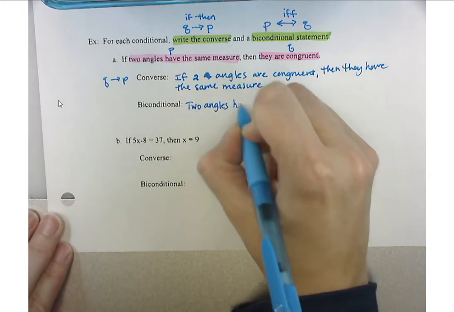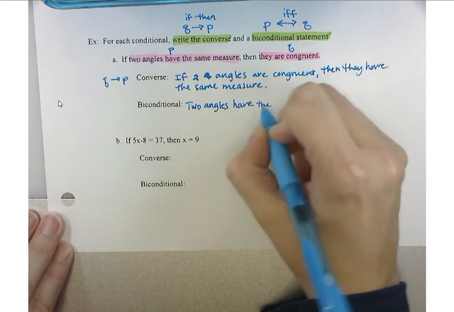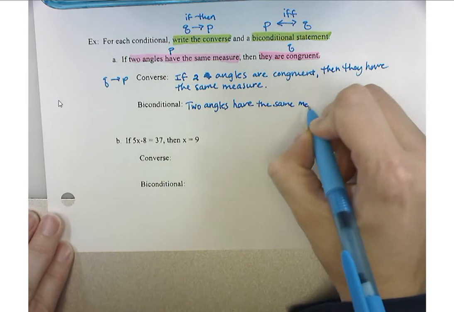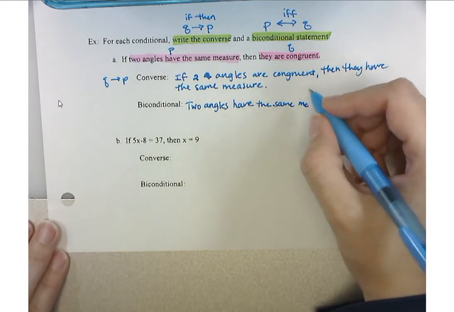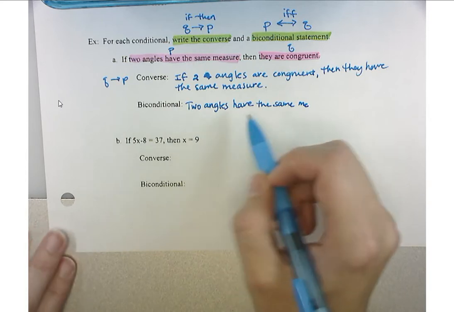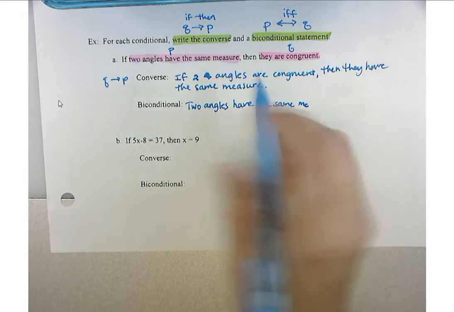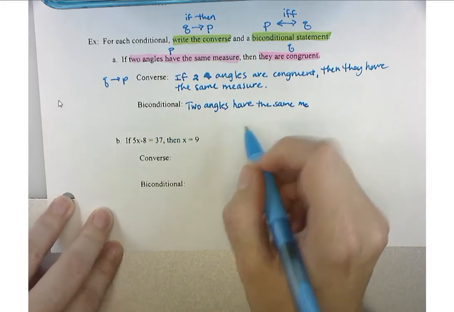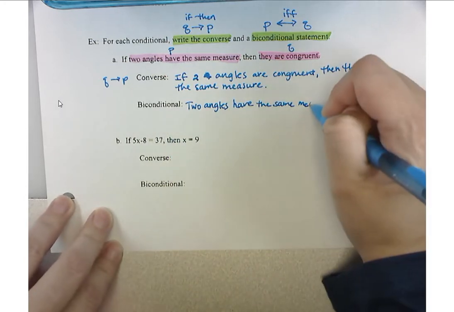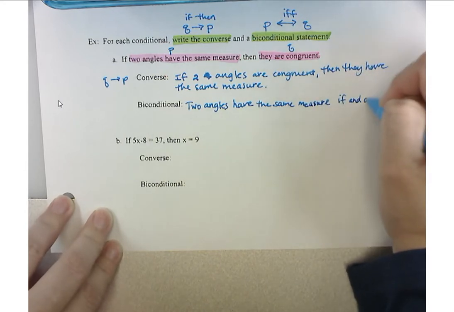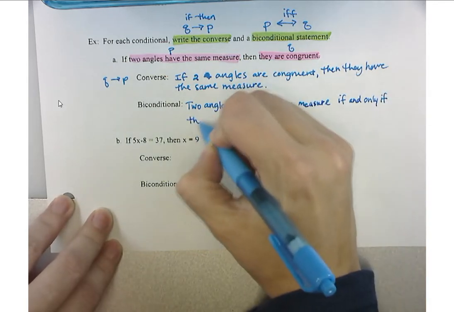have the same measure. And make sure you are starting your sentences with a capital letter, because I was grading your quizzes last night and I was shocked and appalled at all these lowercase i's. So: two angles have the same measure if and only if they are congruent.